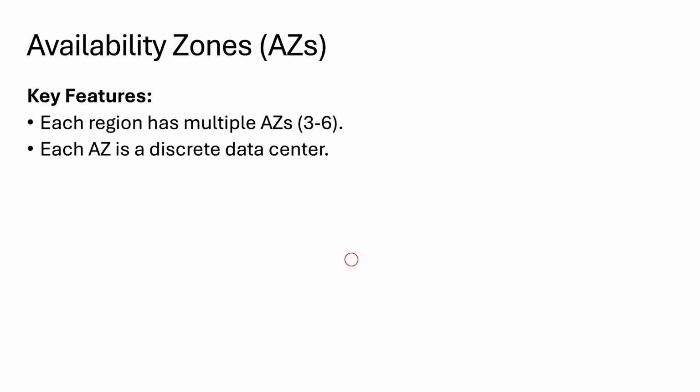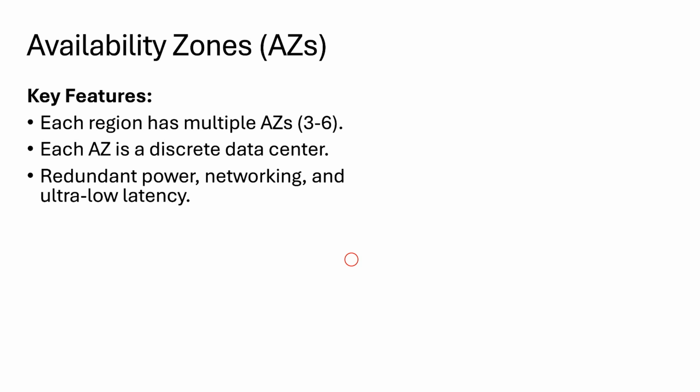In the same region, they will have different data centers, right? Maybe three or six data centers, and each data center has redundant power, networking, and ultra low latency. That means if you deploy an application in AWS and enable the availability zones option, the same application will be replicated into all the availability zones. So your same application is running in availability zone 1, availability zone 2, and availability zone 3. And if availability zone 1 is down, then the other two availability zones are able to serve your application.